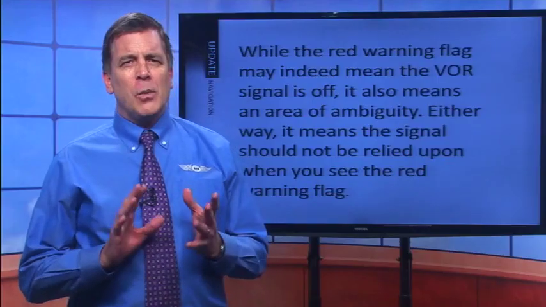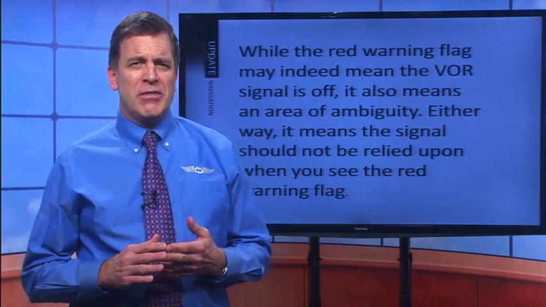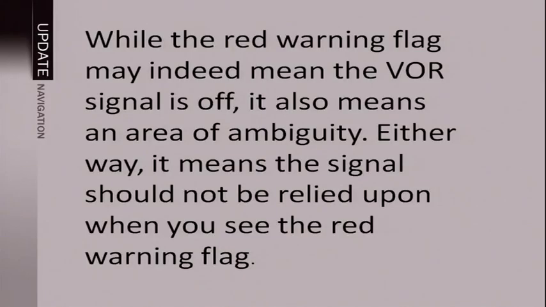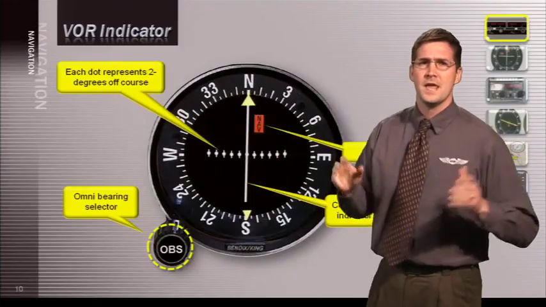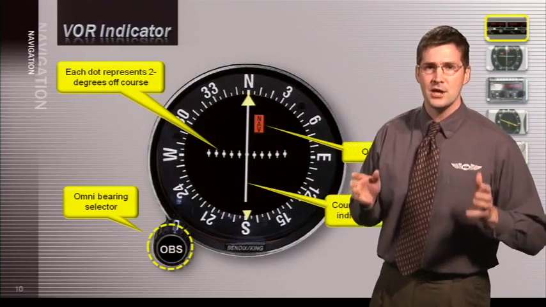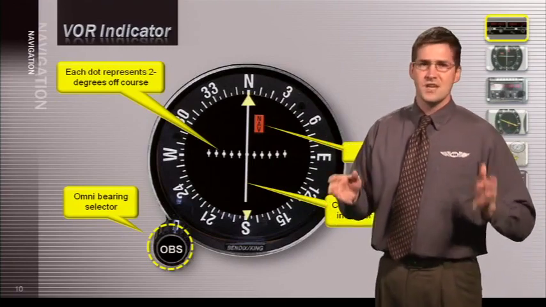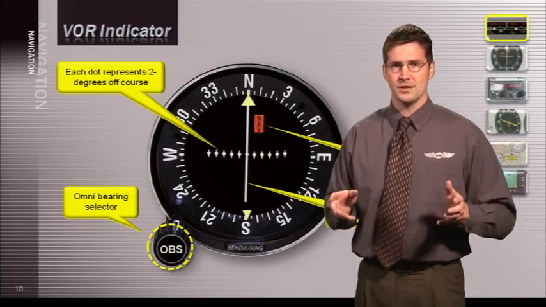In this update, the VOR warning flag is explained in greater detail. While the red warning flag may indeed mean the VOR signal is off, it also means an area of ambiguity. Either way, it means the signal should not be relied upon when you see the red warning flag. Now, the little red flag is popped up. This means you are in an area of ambiguity where the VOR signal cannot be relied upon. Now, we'll go into more detail on this shortly.